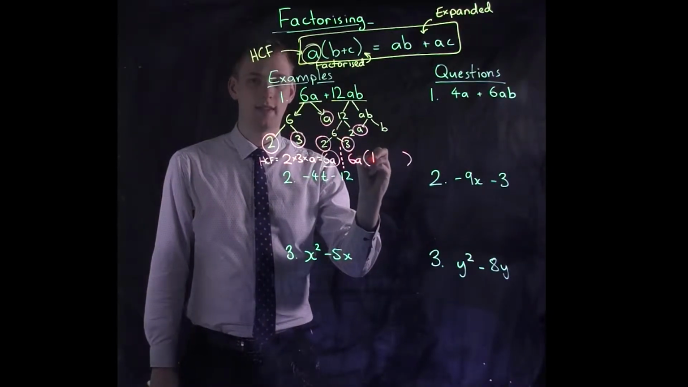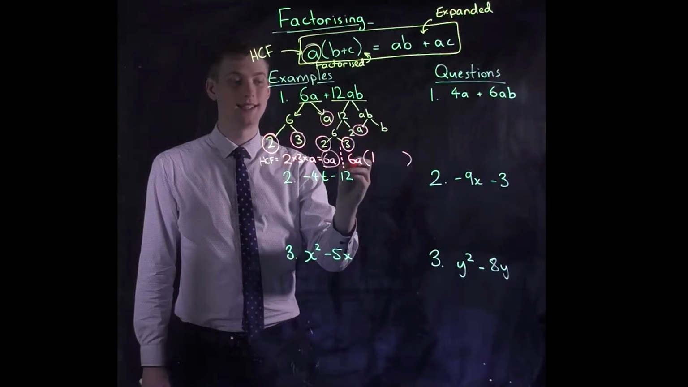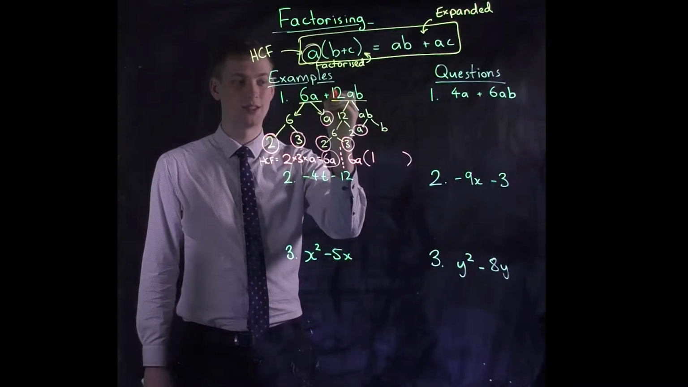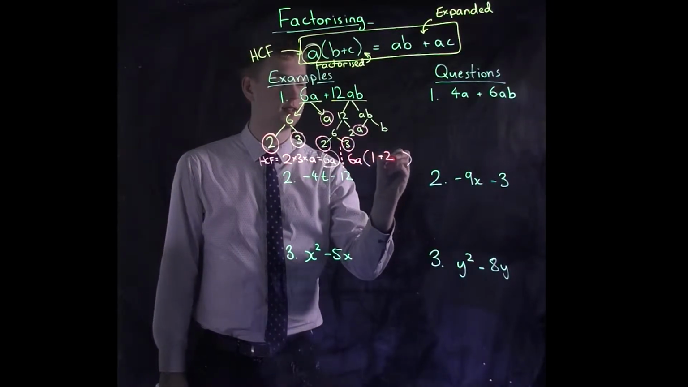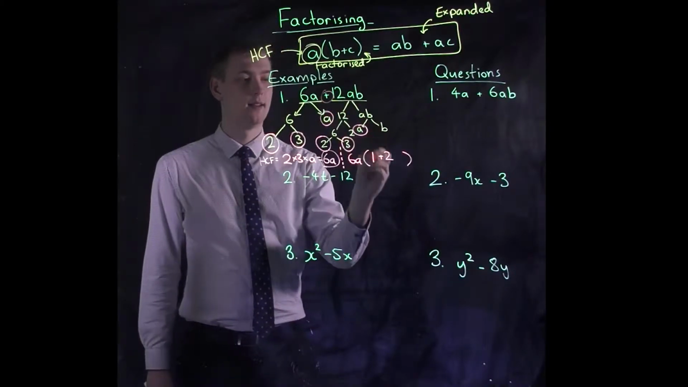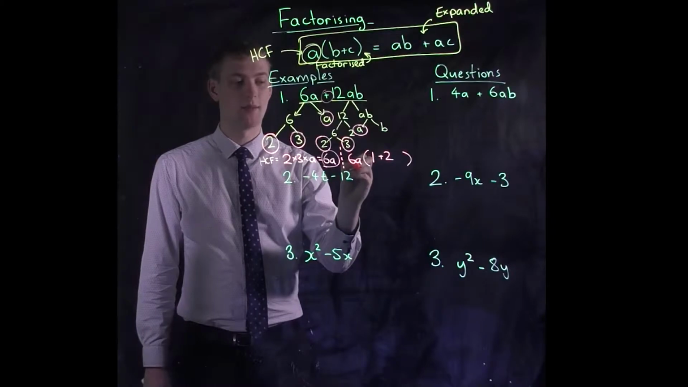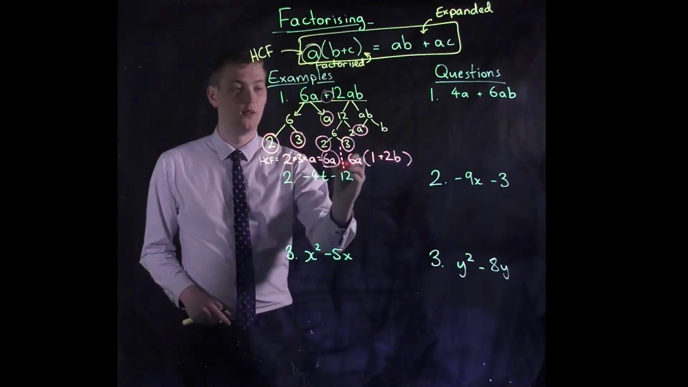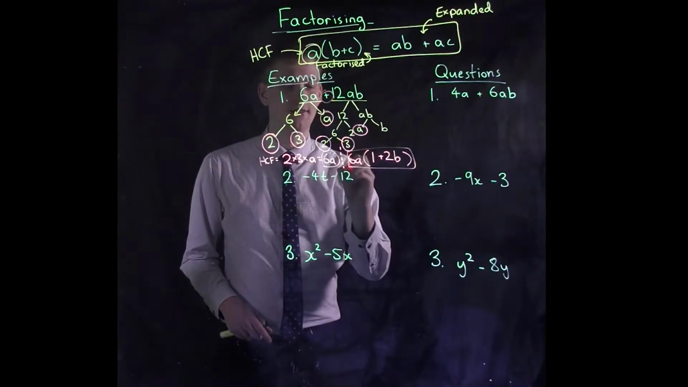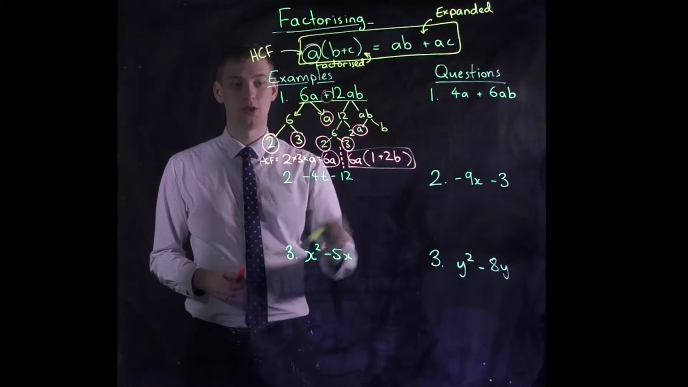So we can leave a 1 there. If we divide 12ab by 6a, we can start with the coefficient. 12 divided by 6 is going to give us 2. So we go plus 2, keeping this same thing here, plus 2, and then our ab divided by our common a, we're going to get b. Now, we've completely factorized that. We've gotten 6a and then 1 plus 2b.